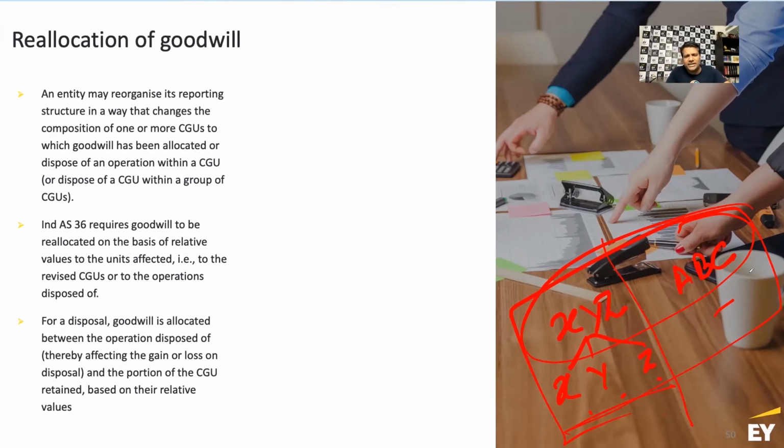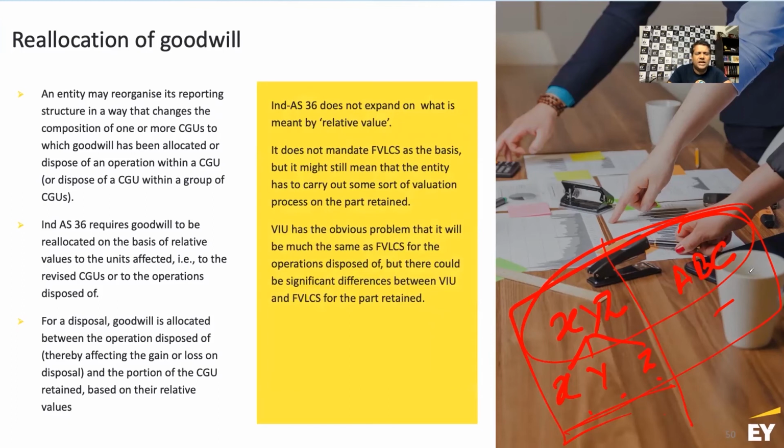If there is an impairment, you have to record that impairment immediately. If you've disposed of a business unit to which the goodwill belonged, then that portion of goodwill also gets de-recognized, and then you have to determine the profit or loss for that disposed business appropriately. Ind AS 36 does not expand on what is meant by relative value.